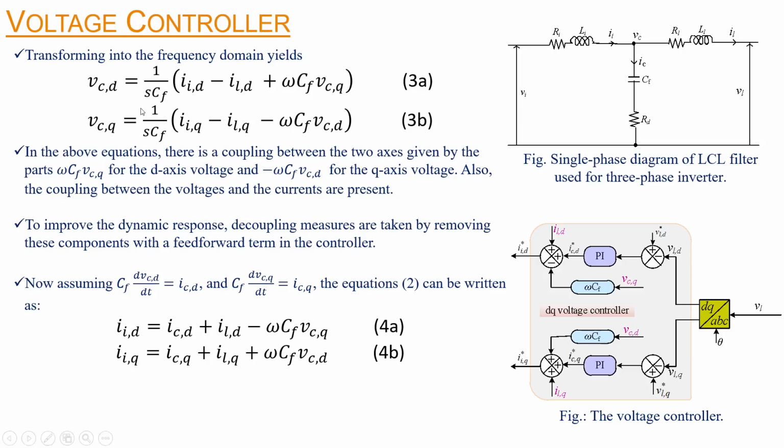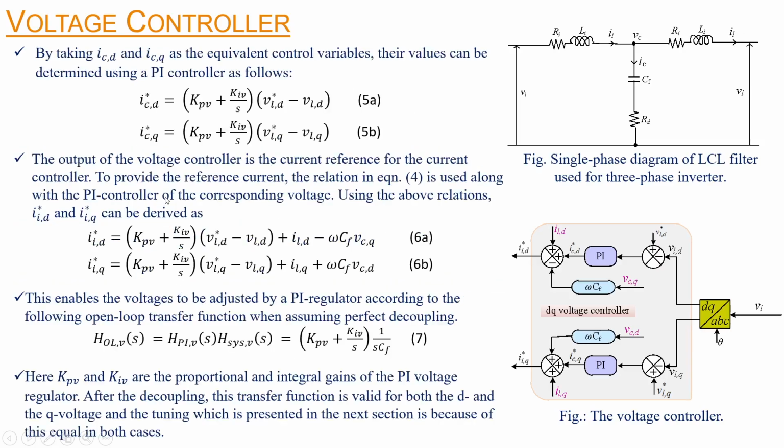Now transforming this equation into the frequency domain, we get the equation denoted as 3. In the above equation, we can see there is a coupling term present, and that is omega Cf VCQ for the D axis voltage and minus omega Cf VCD for the Q axis voltage. And also there is coupling between the voltages and the currents. To improve the dynamic response, decoupling measures are taken by removing these components with a feed forward term in the controller. Now we assume the current through the capacitor as ICD and ICQ, and we can rewrite equation 2 with the help of equation 4.